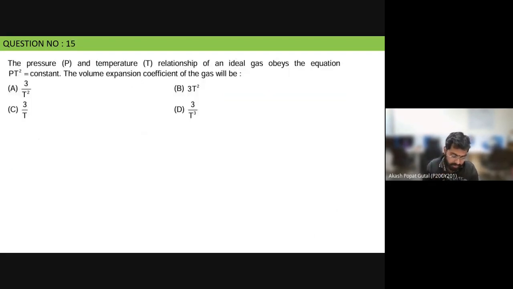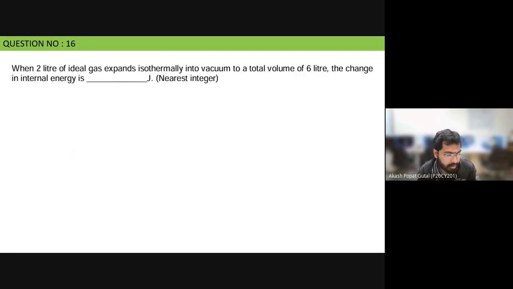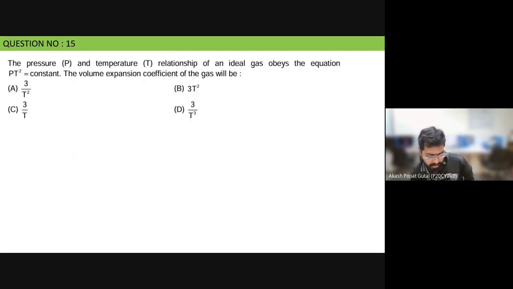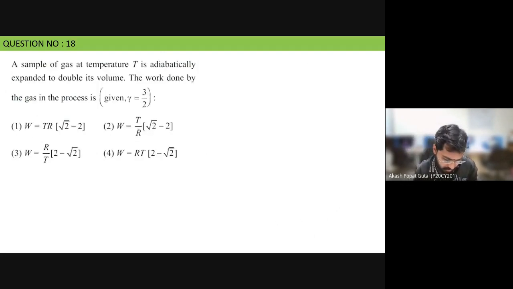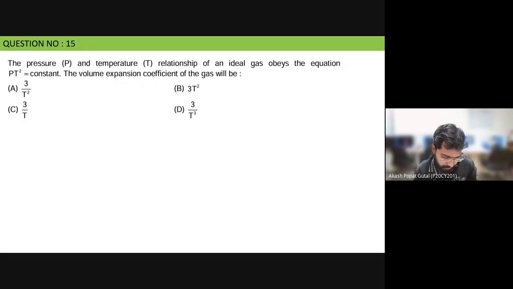So the 15th question is on pressure. We have only 19 questions. Fine. We will complete, or let's see. We have 10 minutes. Okay. This question says the pressure P and temperature T relationship of an ideal gas obeys the equation P T square is equal to constant. The volume expansion coefficient of the gas will be. So we need to find out the volume expansion coefficient.